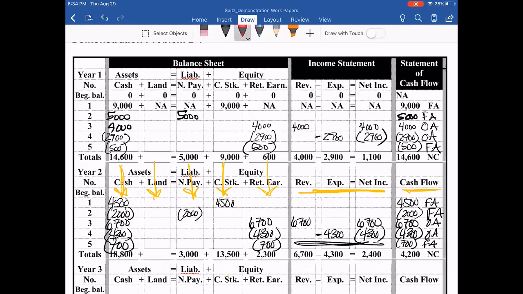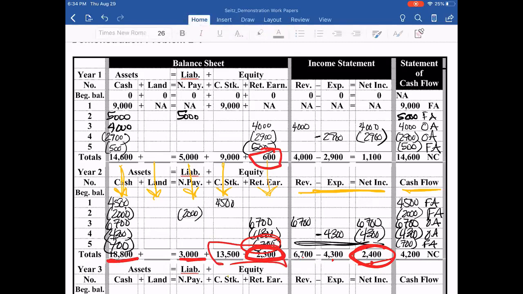Starting with your income statement here, revenues minus expenses equals your net income. You can start with your beginning retained earnings balance, which was $600, plus net income of $2,400, less dividends of $700, should equal your ending retained earnings of $2,300. Then you can prepare your balance sheet. So we have assets equals liabilities plus stockholders' equity. So all of that information can be prepared after you are done with this horizontal analysis.